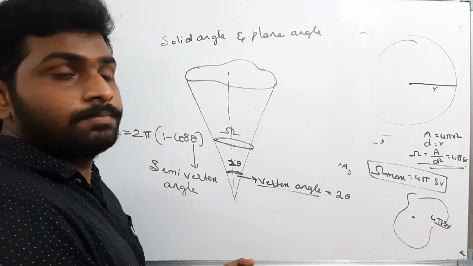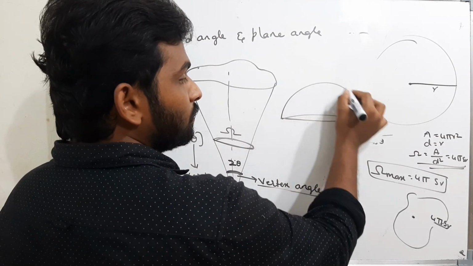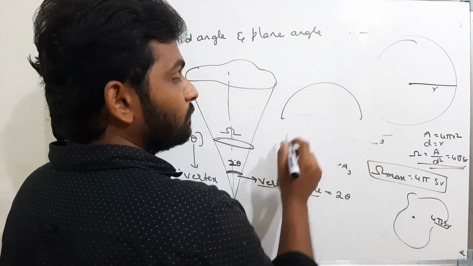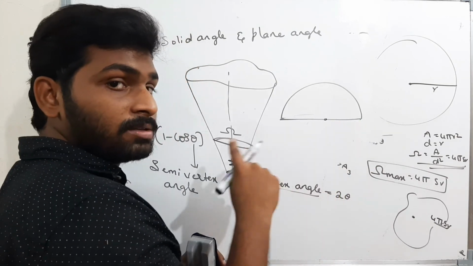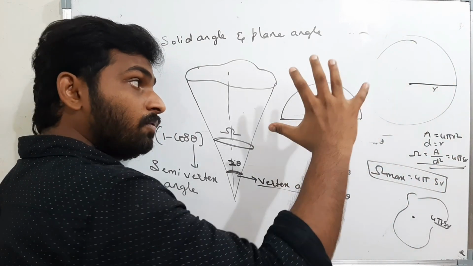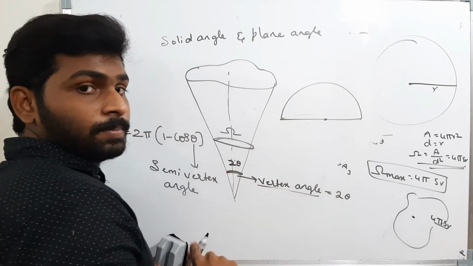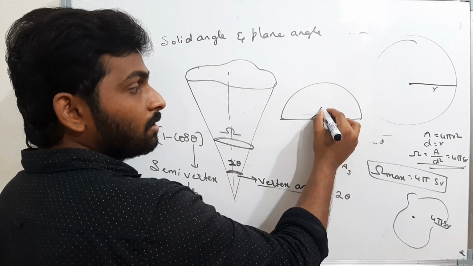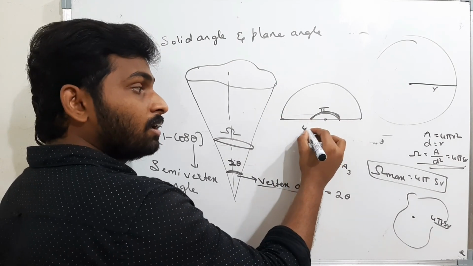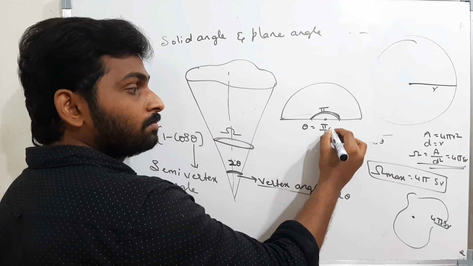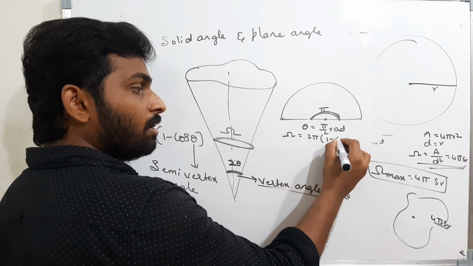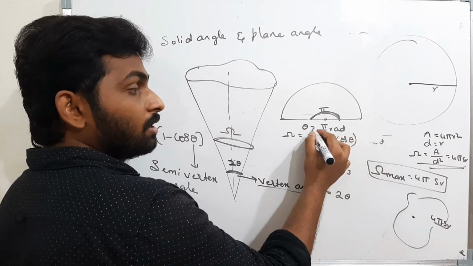Now see here. Now I took a half bowl. This is a bowl. Now if you see in a two-dimensional plane, you will see this bowl as a semicircle. Will you guys accept it? If you take the bowl and see it from the top side, you feel as if it is a semicircle. Now what is the angle made? The angle made is pi radians. That is the vertex angle. Now what is the semi-vertex angle? The semi-vertex angle is pi by 2. Now what is the solid angle made by this? The solid angle made by this is 2 pi into 1 minus cos theta, where theta is the semi-vertex angle.